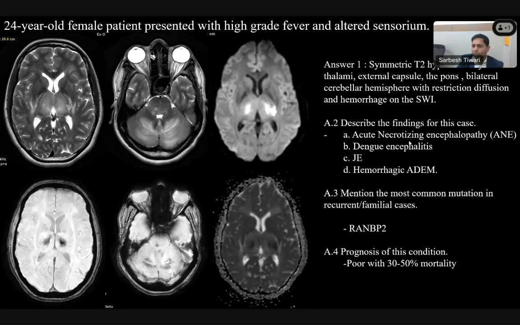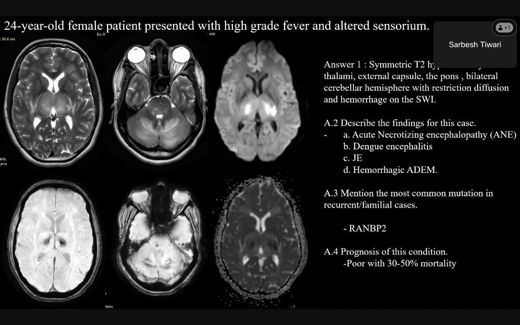So if you see a familial case of ANE, do get evaluated for the RANBP2 gene. Okay, so the RANBP2 gene is associated with familial cases of ANE, acute necrotizing encephalopathy, and this has a very poor prognosis with mortality ranging up to 30 to 50%. So in this particular case, I would like to remind you that whenever you see bilateral symmetrical thalamus involvement with symmetrical cerebellar involvement with bleed, do keep a differential diagnosis of dengue, because nowadays it is becoming more and more prevalent.